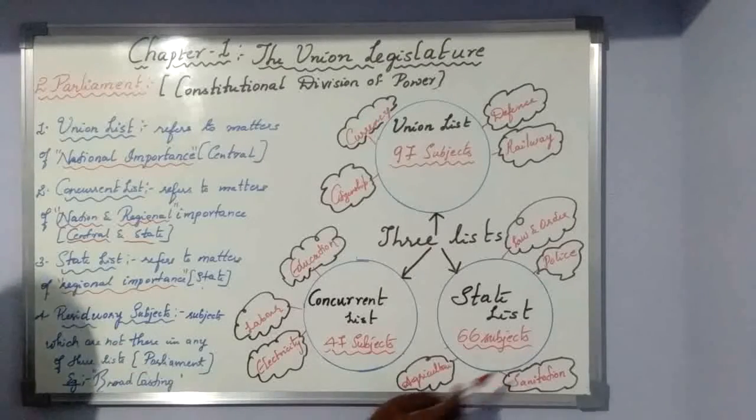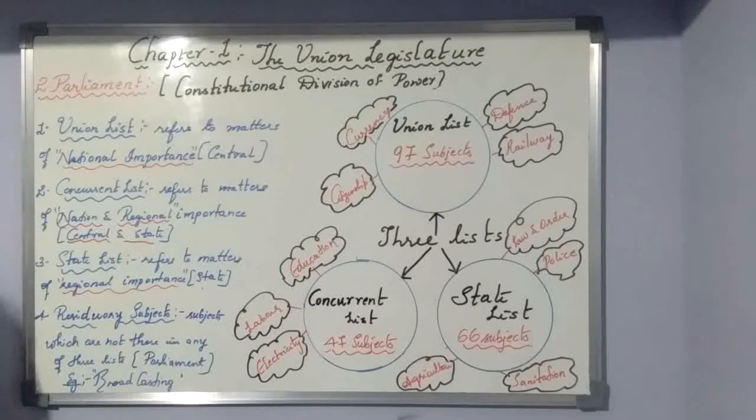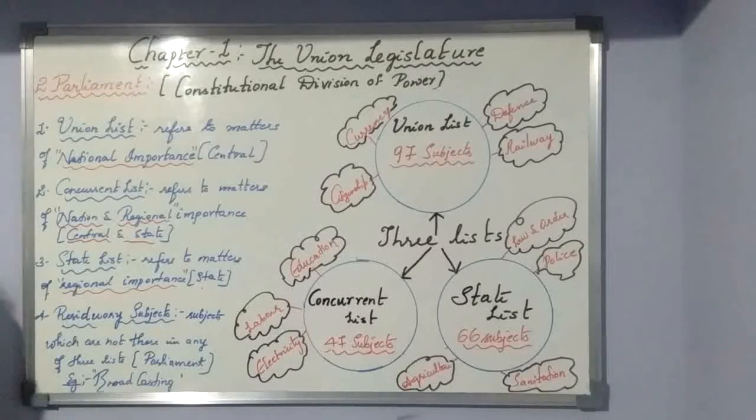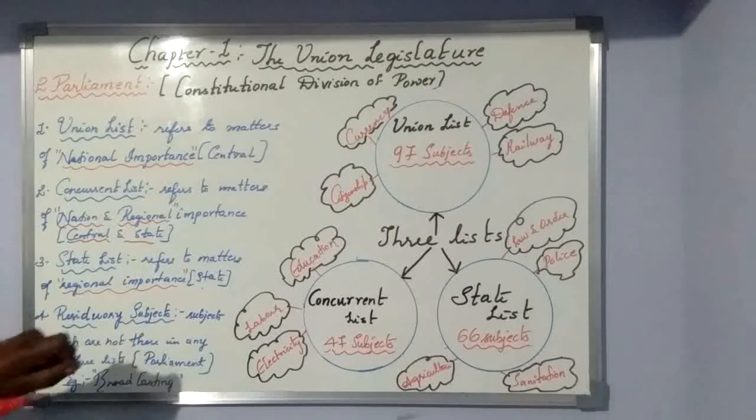Then sanitation. Sanitation is nothing but cleanliness. We cannot say all states are equal in cleanliness. State wise we will have a cleanliness concept, and sanitation will be planned accordingly. These are the state list subjects. Now the question is, with 97 subjects, 47 subjects and 66 subjects in the lists, which bodies make the laws?